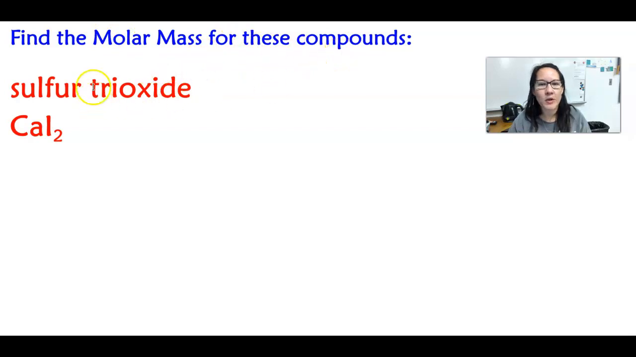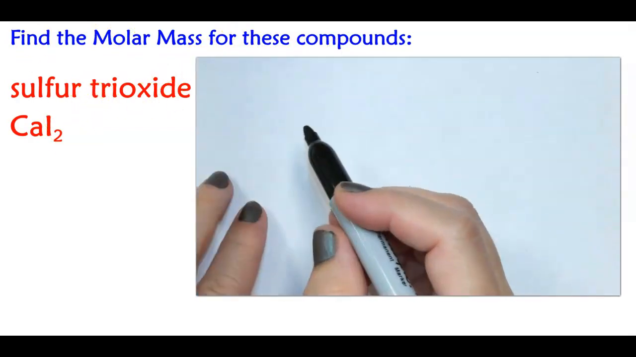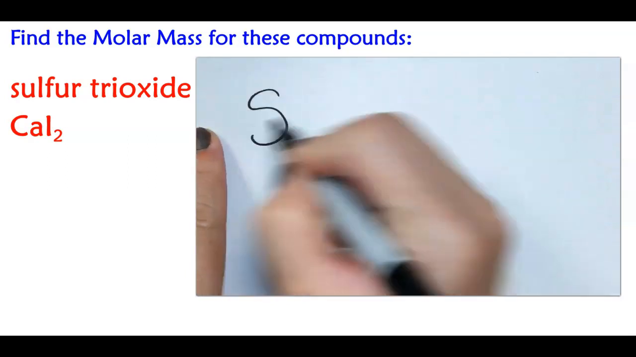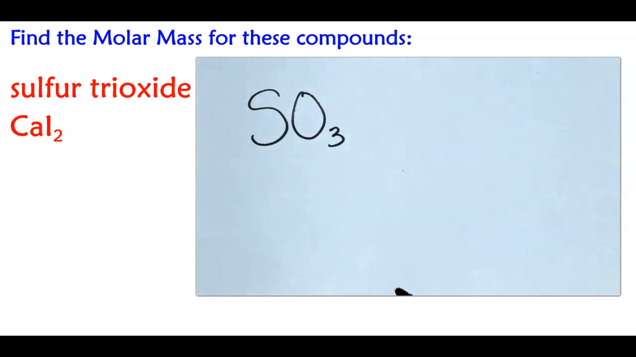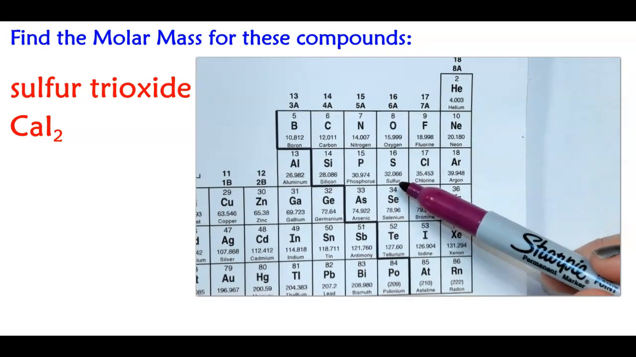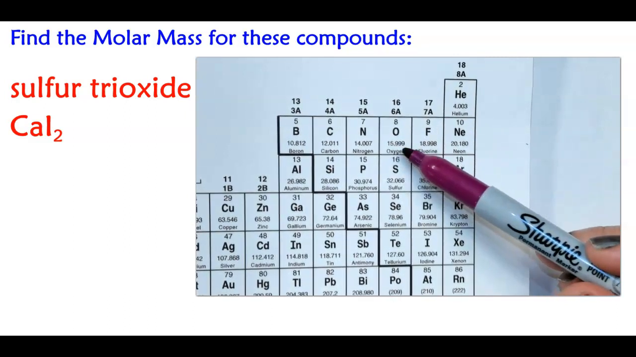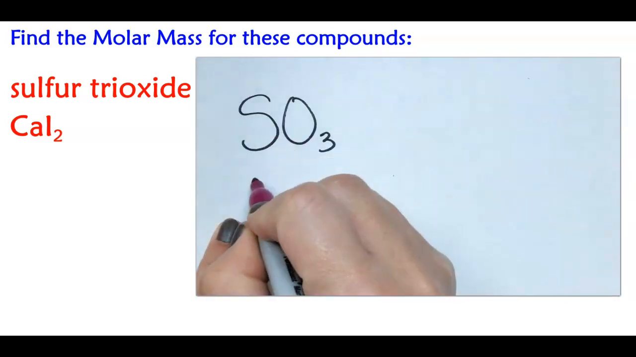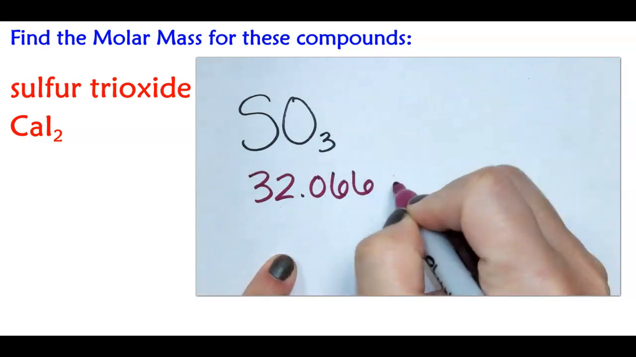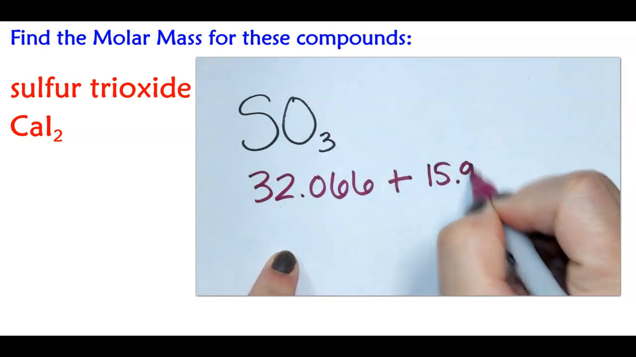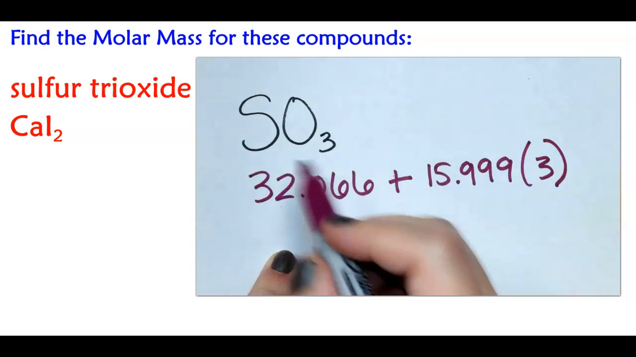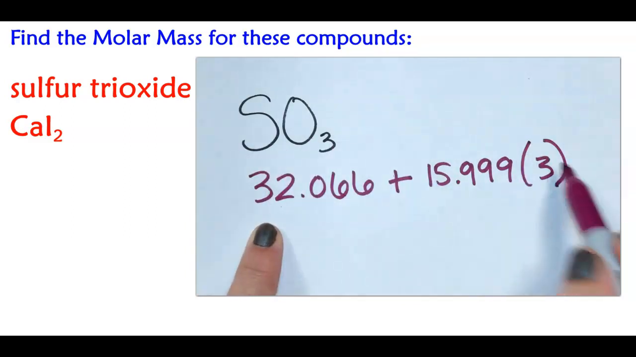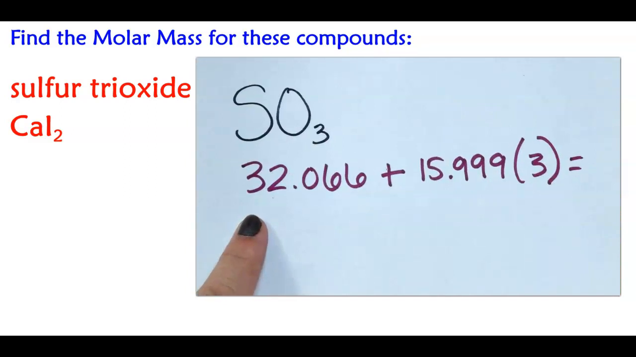So find the molar mass for these compounds. For sulfur trioxide, we have to translate that first. Sulfur, 1 sulfur, tri means 3 oxides, so it's going to be SO3. Now we'll look at the periodic table to add up the molar mass. Here is sulfur, and it has a mass of 32.066, and here's oxygen, 15.999. So we'll put 32.066 plus oxygen is 15.999, and then because there's a subscript of 3 next to oxygen, we will multiply by 3. 1 sulfur plus oxygen times 3 equals, and now let's add it up in our calculator.